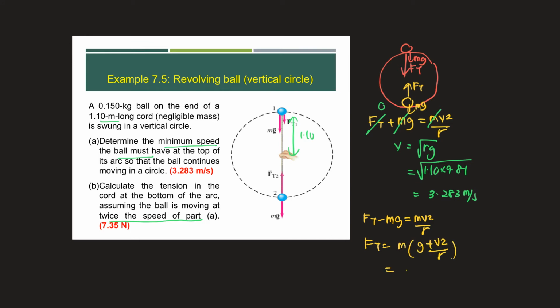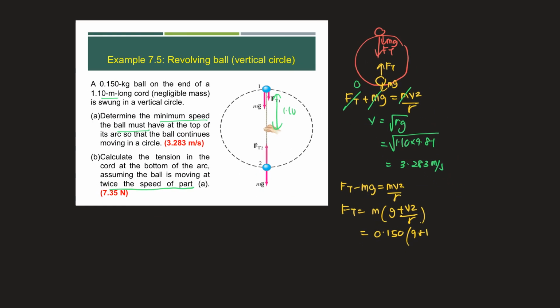So m is 0.150, times 9.81, plus the speed, which the question states is twice the speed. So it becomes 2 times 3.283 squared, divided by the length of the cord over there, so it's going to be 1.10. Therefore you are going to get 7.35 Newtons. So that's how you do it.